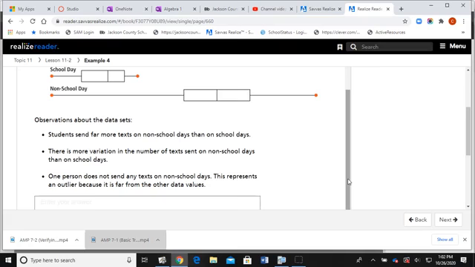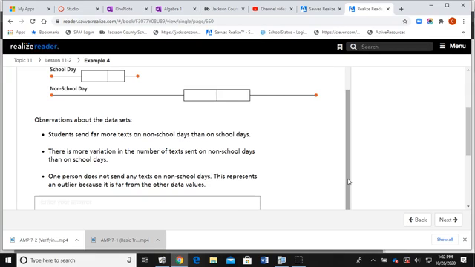Because they're busy on school days, right? You got school, you got sports, band, you know, homecoming, whatever. All right? Why would there be more variation in the number of texts sent on non-school days than on school days? Because on non-school days we're just bored out of our minds. Non-school days, people get grounded. Excellent. Okay. That's true. It still happens, right? You might be grounded.